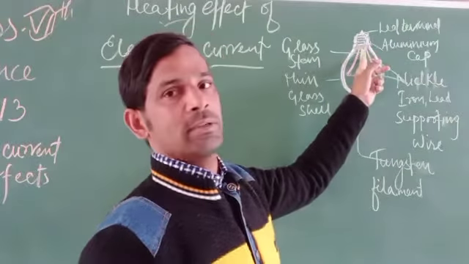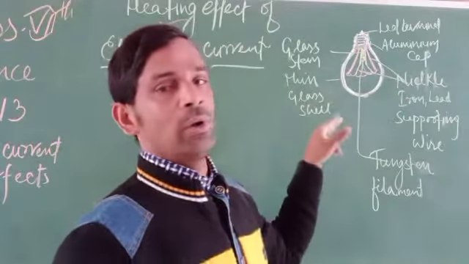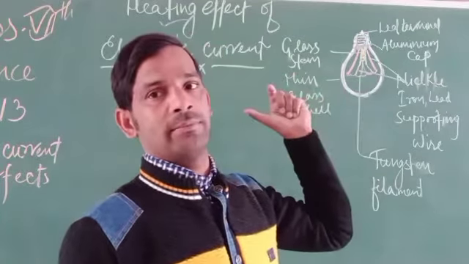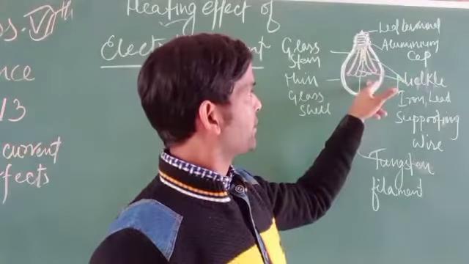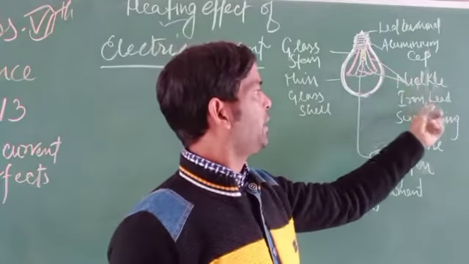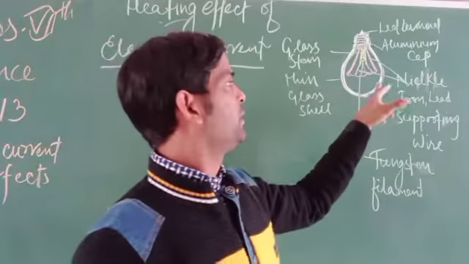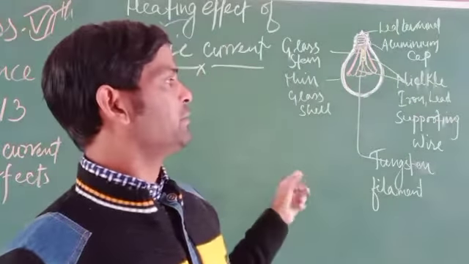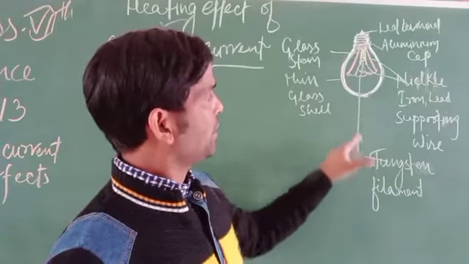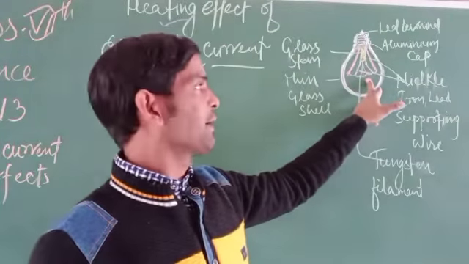This is the base, and in the center you can see the glass stem, and the whole thing is covered by a thin glass shell. In the center there will be the filament. These are the supporting wires, made of nickel, iron and lead. Next to this, here is the very thin filament which is made of tungsten.